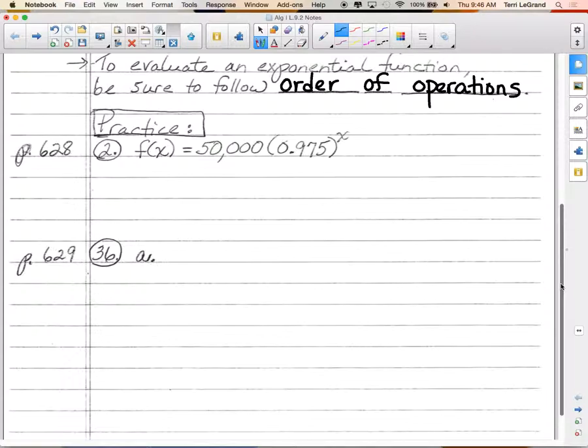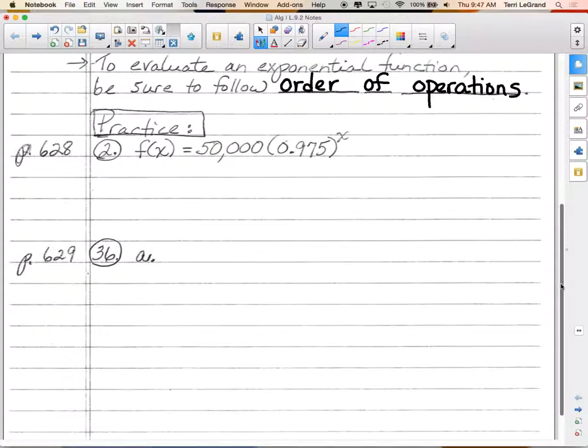Let's go to page 628. And this is problem number 2. So we have the function f of x equals 50,000 times 0.975 being raised to the x power. This is really important, that we always pay attention to this part of the reading in these word problems also. So tell me what it says next. Where x represents the underwater depth in meters. So that x in the exponent is saying how far under the water you are in meters.